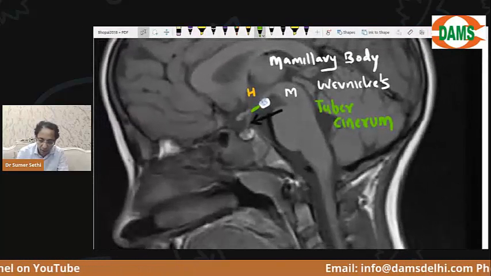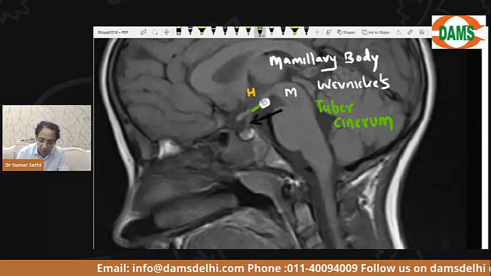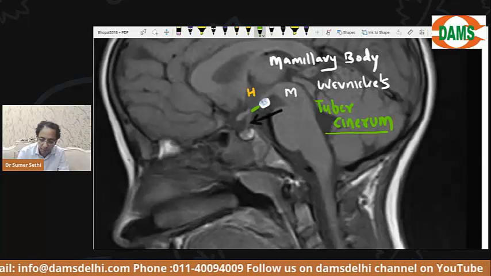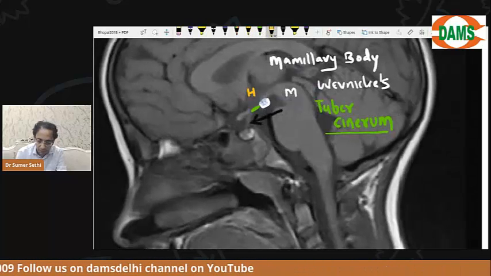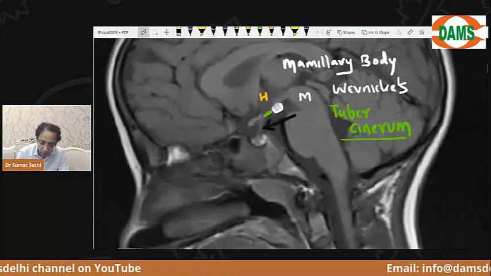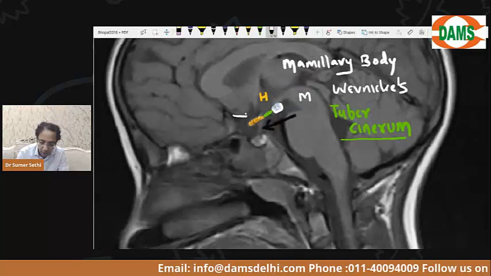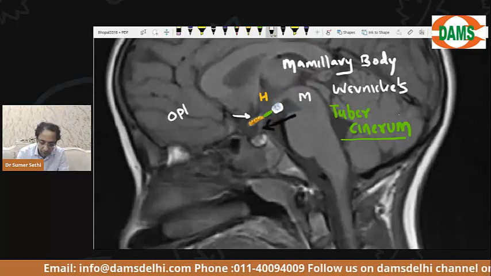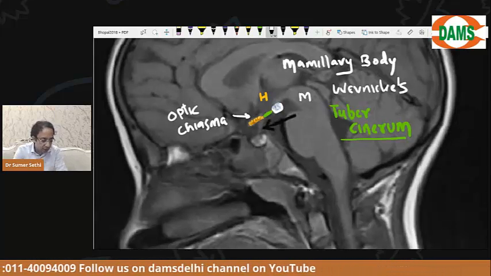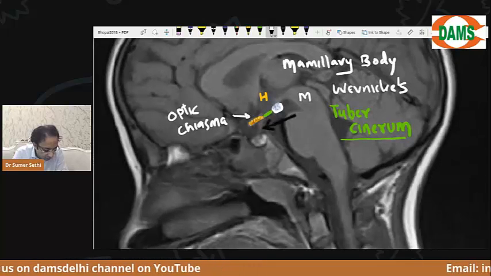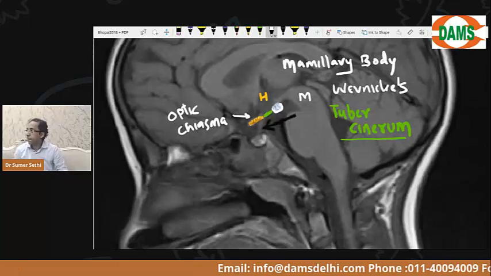Please see with me. Anterior to the mammillary body, you have a flat area of hypothalamus called the tuber cinereum. Anterior to the tuber cinereum, we have the optic chiasm.